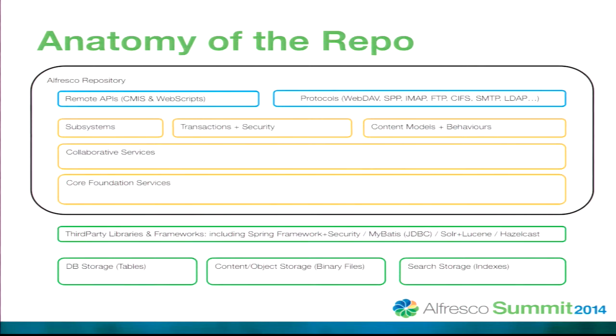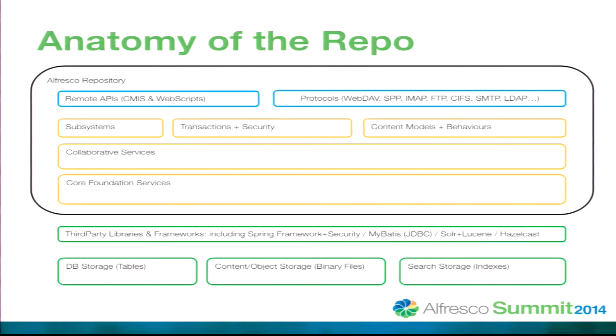The repository, again, there's the APIs at the top, the protocols. I've put a whole list there: WebDAV, SharePoint Protocol, IMAP, FTP, CIFS, SMTP, LDAP. And then coming down, the Alfresco repository is structured in terms of subsystems, and those subsystems map onto effectively child application contexts of Spring. It's an attempt at modularizing parts of the repo where you can enable and disable some parts of the subsystem.